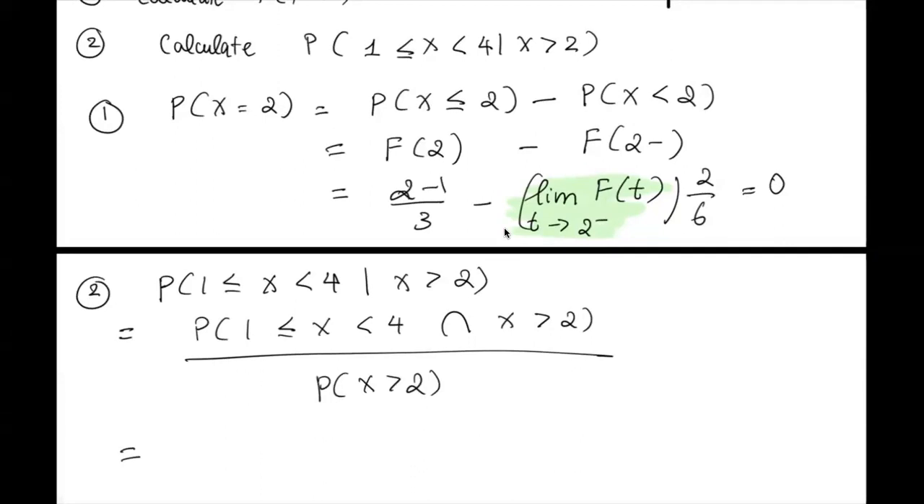If you think about it, what is the intersection of 1 less than or equal to x less than 4 and x is greater than 2? If we draw out the number line, the first one corresponds to 1 to 4. The second one would include everything greater than 2. So the intersection of the two intervals is this part here, right? It will be the part where 2 is less than x and x is less than 4.